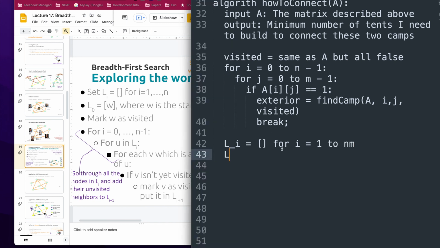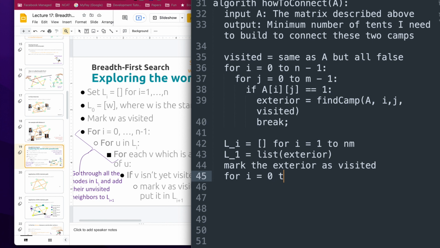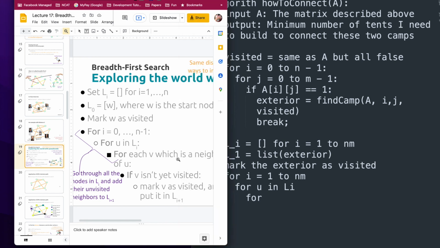And again, I'm looking at this code to reference this. We're going to set L1 equal to the exterior. So we make this into a list and we set it equal. So L1 is all the things that I can reach in one step, which is the exterior, which is what we just found before. And then we mark the exterior as visited. So that's mark W as visited. We mark all the exterior ones as visited. And then we just repeat the rest: for i equals 1 to nm, for U in Li, and then for each V which is a neighbor of U.